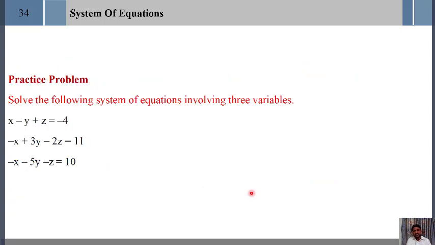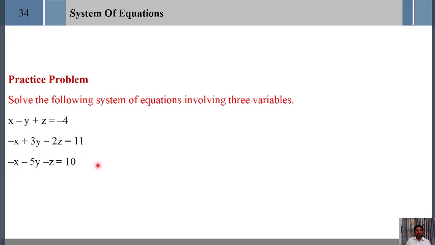This is one practice problem, you note this practice problem. Solve the following system of equations involving three variables: x minus y plus z equal to minus 4, minus x plus 3y minus 2z equal to 11, and minus x minus y minus z equal to 10. First you name these three equations as equation 1, 2 and 3. Solve equations 1 and 2 and solve equations 2 and 3. In solving them, eliminate the same variable.